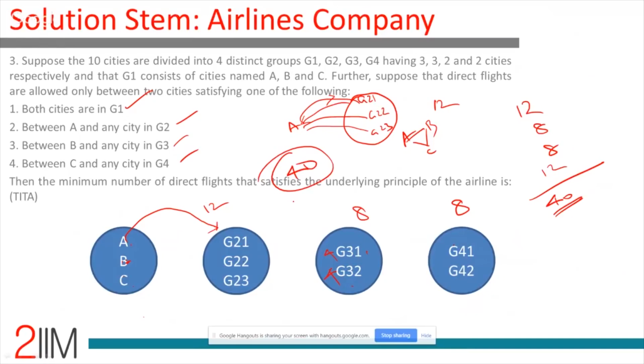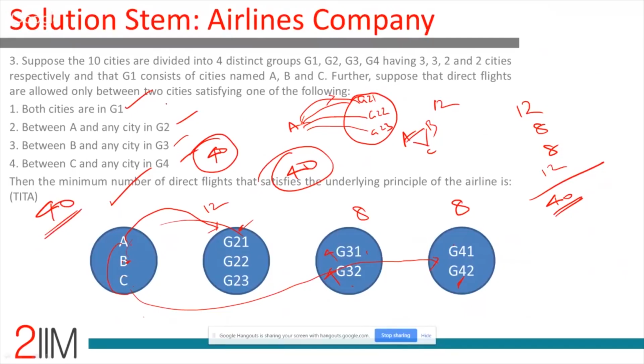With these 40, can we do every trip? Yes, we can. Think about it. Suppose you wanted to go from G21 to G42, G21 to A to C, C to G42. Possible. Return, possible. G42 to C, C to A to G21. So all linkages are possible if you have this 40. So the minimum number of direct flights that satisfy the underlying principle is 40.